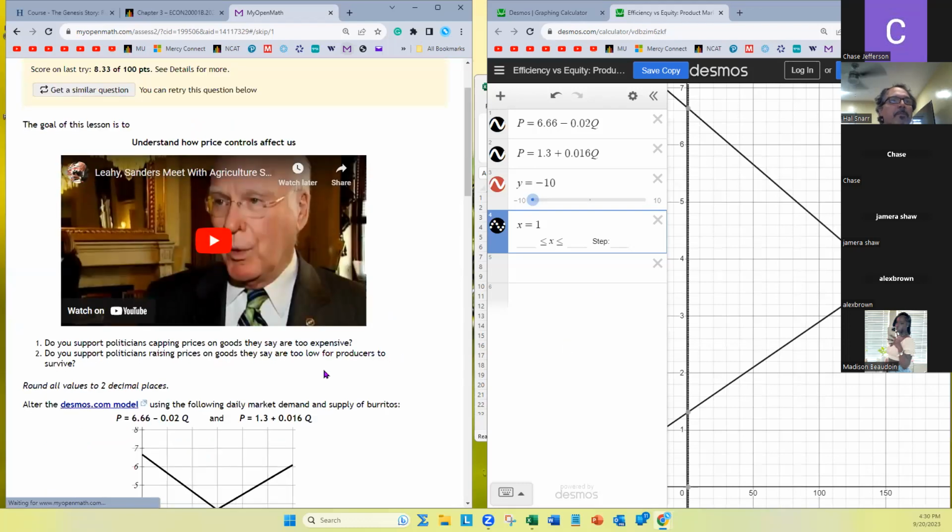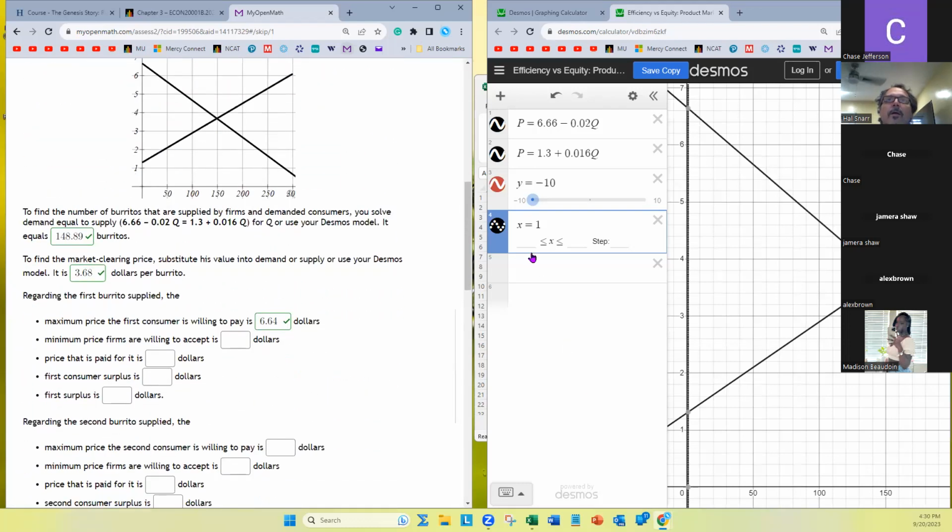Everybody see how I got that? This right here represents the very first burrito offered for sale, right? Now, of course, firms generally charge people the same price for the burrito, right? When you go to McDonald's, they don't say, well, you're LeBron James, we're going to charge you $15 for a Big Mac because you can afford it.